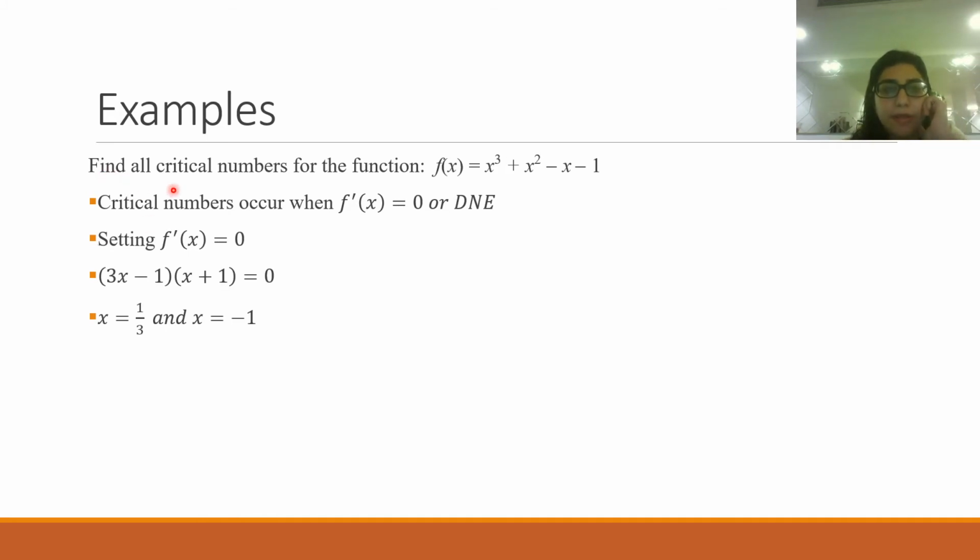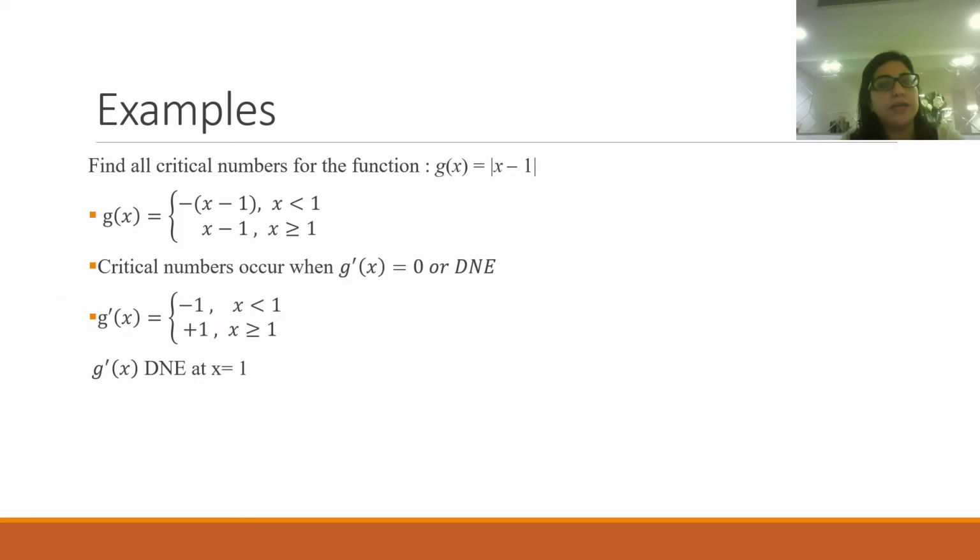Another example, find the critical number of this function, a polynomial function of third degree. Again, critical numbers occur when the derivative could be equal to 0 or does not exist. So here I just have a numerator, so I will set the derivative to 0, I will solve it, and I found the two critical numbers. Another example, find all critical numbers of the function g of x equals the absolute value of x minus 1.